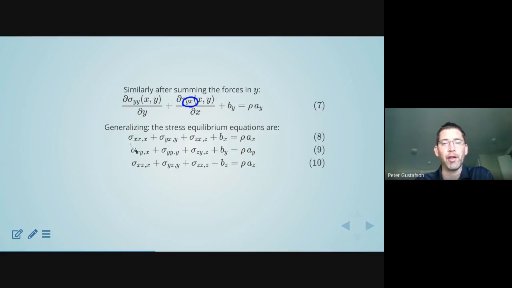I'm also introducing, it's worth noting, a new notational scheme that I want you to get used to. This is a kind of a clumsy longhand version of writing derivatives, partial derivatives. So what I'm expressing here, sigma xx comma x represents d sigma xx dx. I should say partial sigma xx partial x. And similarly, yx comma y, zx comma z. If you have this comma followed by another subscript, that is now expressing a partial derivative with respect to that direction.